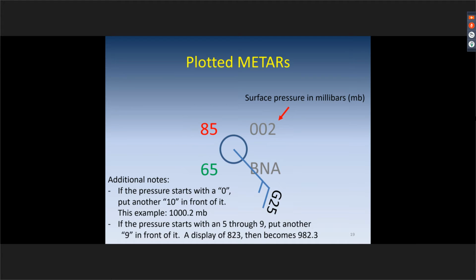But when you're doing a surface analysis, you're going to look at the sites that are around the one you're trying to figure out what the three digits are going to read, and you're going to interpolate what a particular number is. So in general, if you see a 0 at the beginning of these three numbers, you're going to put a 10 in front of it. It's going to be 1,000.2. And if there's a number of a 5 through a 9, you're going to put another 9 in front of it. All right, so an 823 display up there would be 982.3. That would be the surface pressure in millibars.